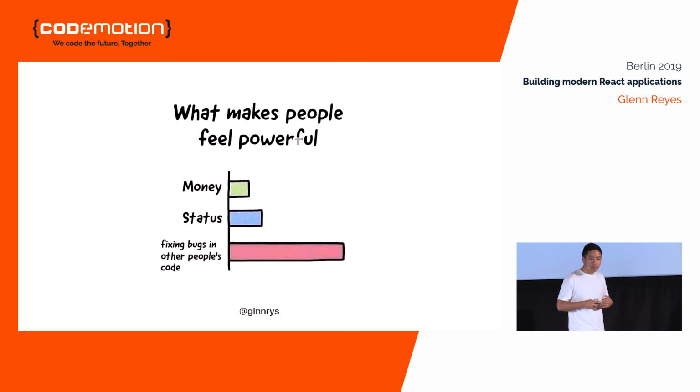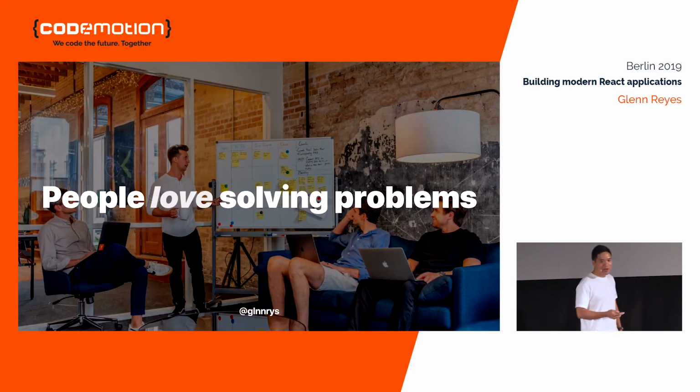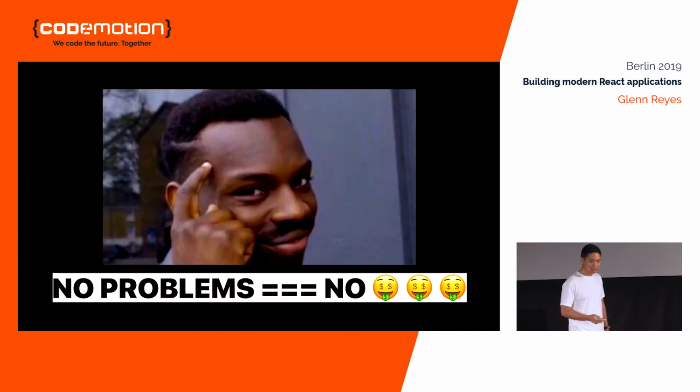And what makes people feel so powerful is that people love fixing bugs in others' code. So you don't have problems in your own code. You've got to find them in other people's code. And that's why people love solving problems. And if you think about it, if there are no problems, what are we going to try to solve then? Otherwise there is no reason why we would do web dev, right? If there are no problems, why are we working?